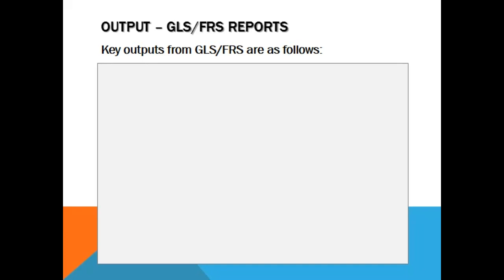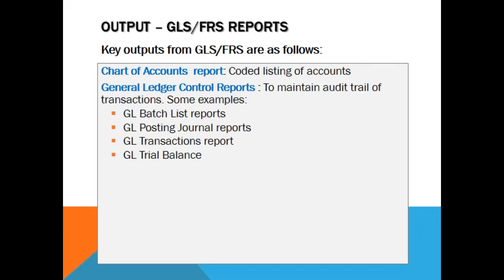The key outputs from the GLS and FRS include the following categories. The chart of accounts report, which is a coded listing of accounts kept for reference by the accounts department. The GL control report, which essentially maintains the audit trail of the transactions processed. The examples given here are from the Sage GL system. The batch list report and the posting journal report are similar to the journal voucher listing report mentioned in the textbook, while the GL transactions report is similar to the change report in the textbook.